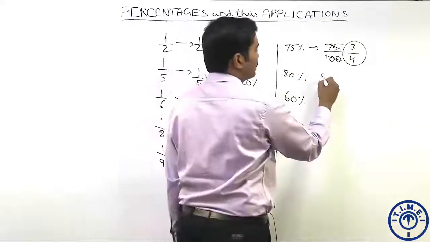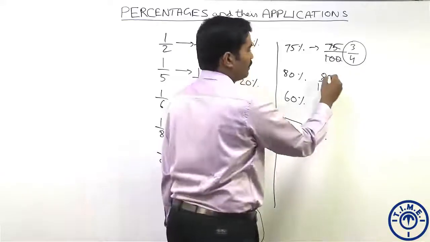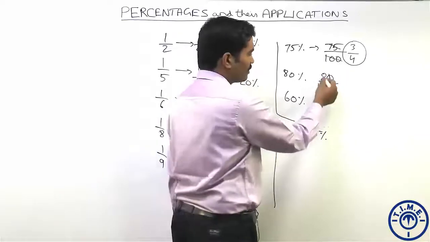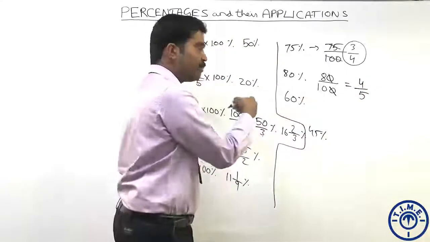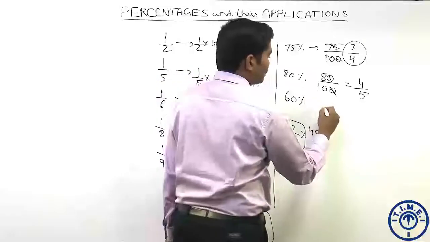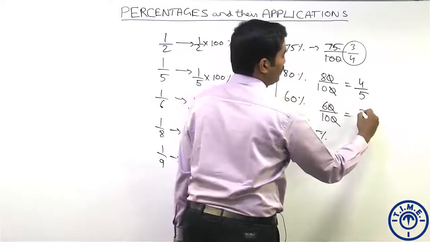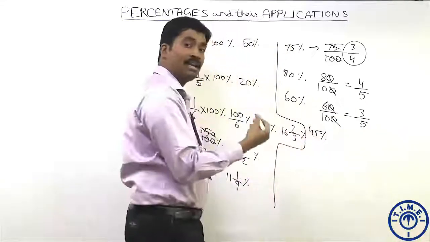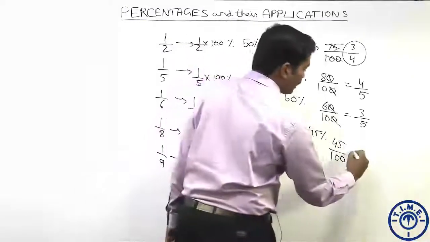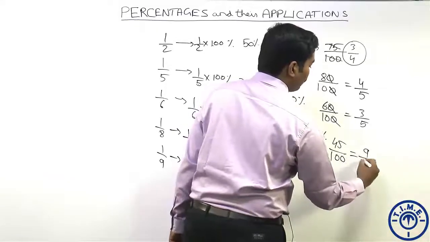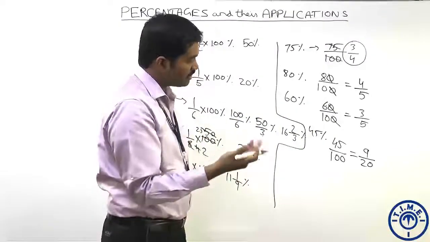Similarly, 80% is 80 per 100 or 80 out of 100, which is 80 by 100. Now 8 by 10 also, there's a 2 here and there's a 2 here, right? So 2 4s, 2 5s, it is 4 by 5. 4 by 5 is 80% or 80% is 4 by 5. Similarly, 60% is 60 divided by 100. So what is that? 6 by 10, which is 2 3s by 2 5s, 3 by 5. Similarly, 45%. 45 divided by 100 or 45 out of 100 or 45 per 100. 5 divides this 9 times, 5 divides this 20 times. So, 9 by 20. 9 by 20 is equal to 45% or 45% is equal to 9 by 20.